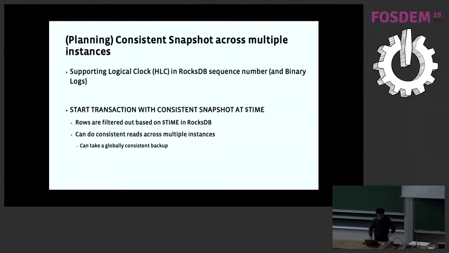Another feature we are planning to add, which we have not supported yet, is a consistent snapshot across multiple different instances. As you know, Facebook runs many sharded MySQL databases, and sometimes we want to take a consistent read from multiple shards. Normally we couldn't do that with MySQL, but we are planning to add a global logical clock, like a hybrid logical clock, HLC, in the RocksDB sequence number or the binary logs, then start a transaction with consistent snapshot based on the time. Then, executing those transactions on multiple shards, the result sets are based on that timestamp.